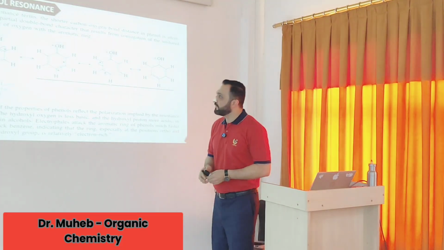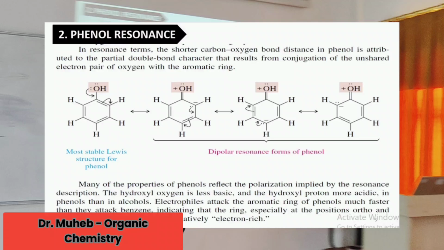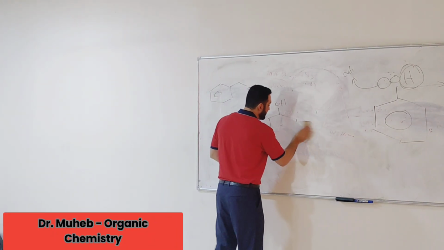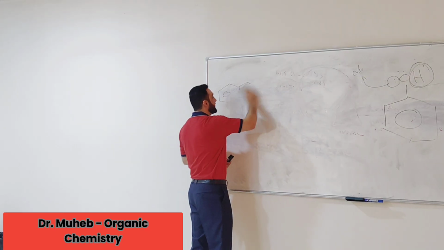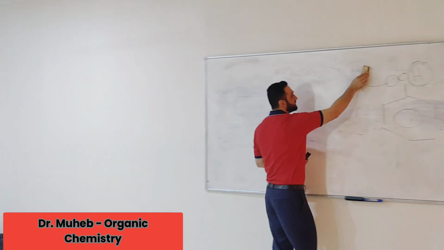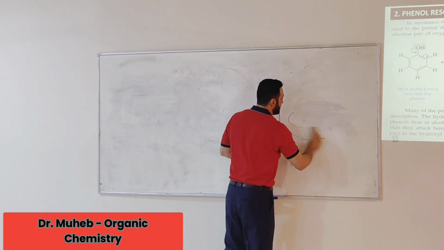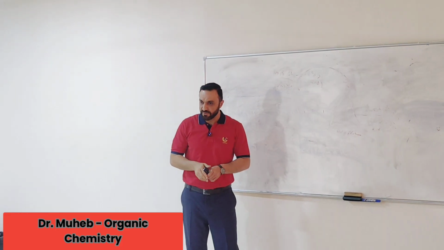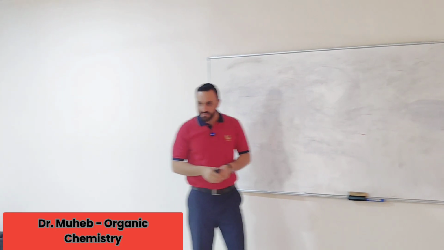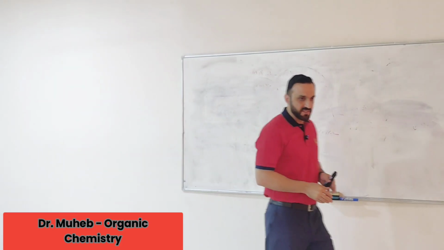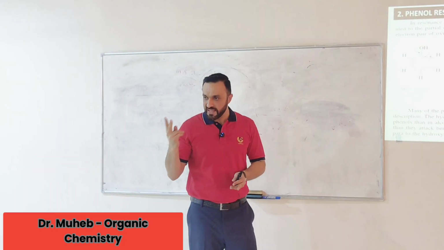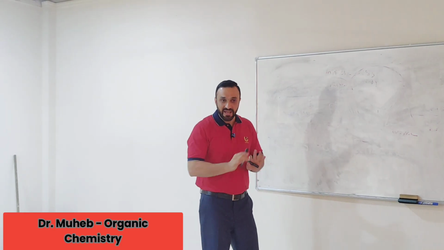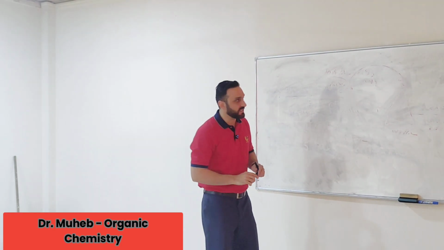Phenol resonance. I think you know the resonance, I won't explain it again. But we said, what does resonance mean? It is the same arrangement of the atoms and sigma bonds. The difference is in the pi bond and the unshared electrons, the position of the pi bond and the unshared electrons. The arrangement of the atoms will be the same.